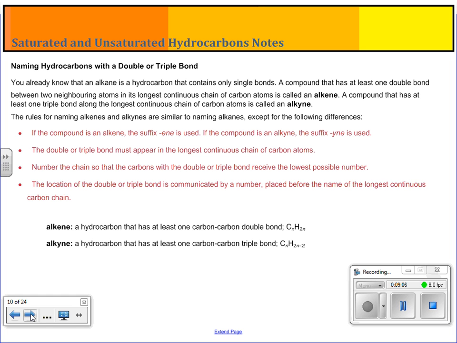The double or triple bond must appear in the longest continuous chain of carbon atoms. The chain is numbered so that the carbons with the double or triple bonds receive the lowest possible numbers, and the location of the double or triple bond is communicated by a number placed before the name of the longest continuous chain. So an alkene is a hydrocarbon that has at least one carbon-carbon double bond, and an alkyne is a hydrocarbon that has at least one carbon-carbon triple bond.